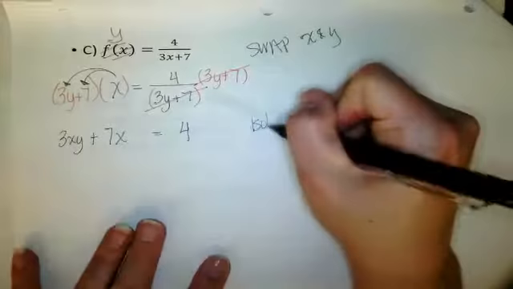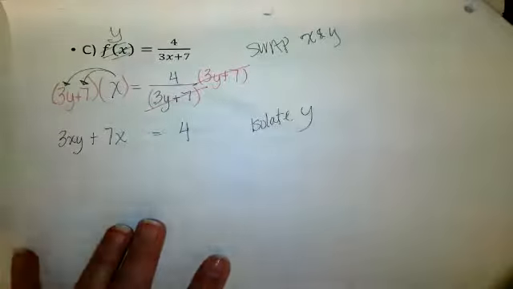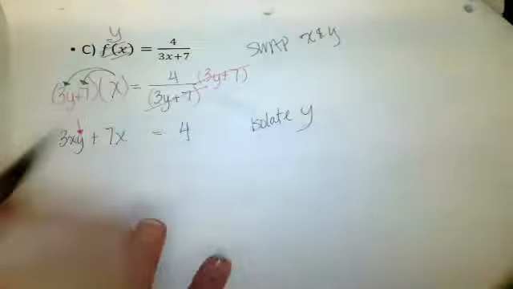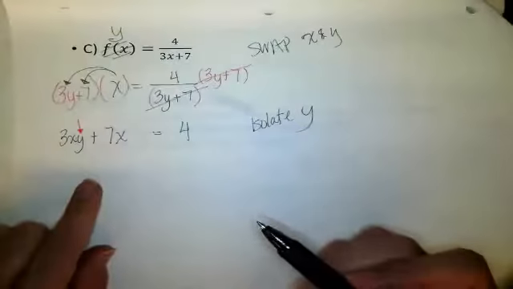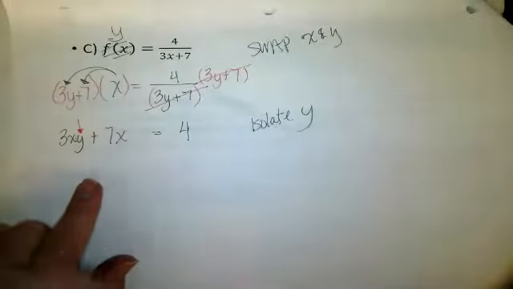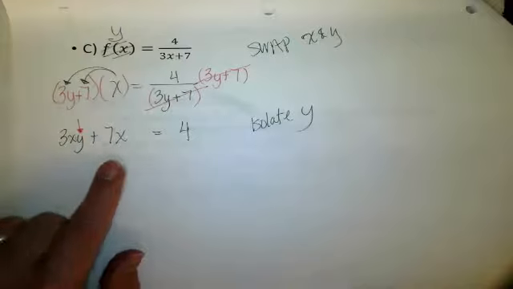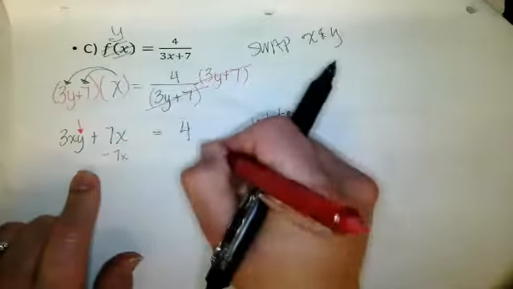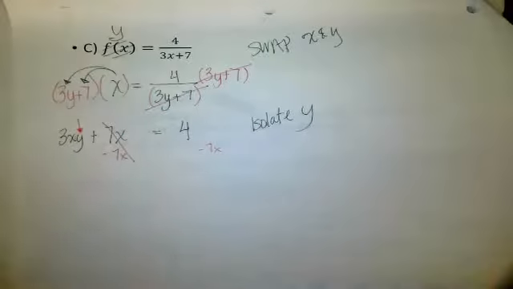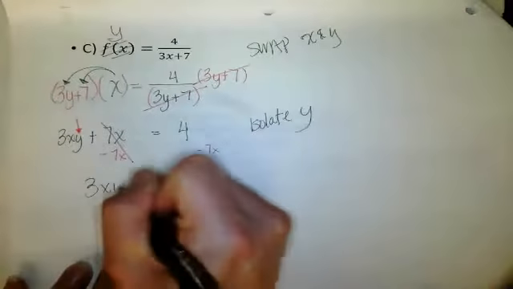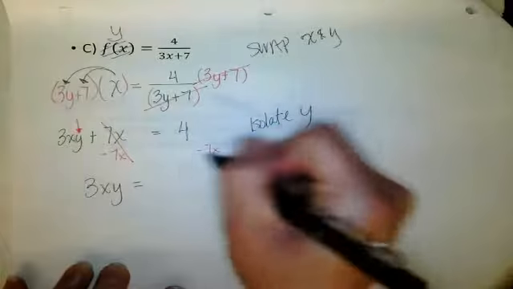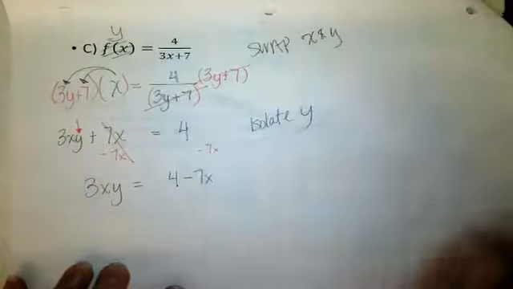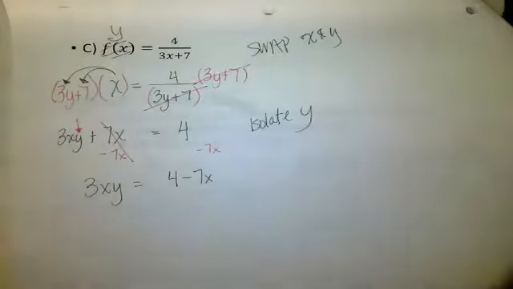Our goal, again, is to isolate the y. So I'm trying to get this thing all by itself. What do you want to move away first? Do I want this 7x? No, we're going to move it. So we're going to subtract 7x. So then I have 3xy equals 4 minus 7x. You could also write negative 7x plus 4 if you wanted to, same thing.